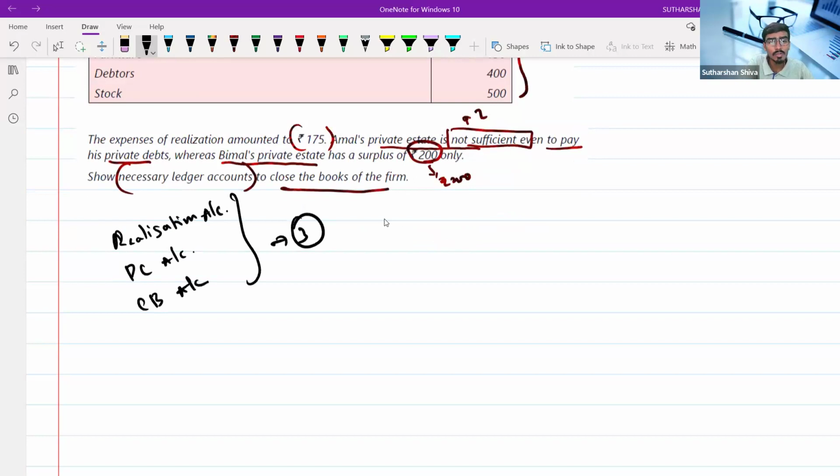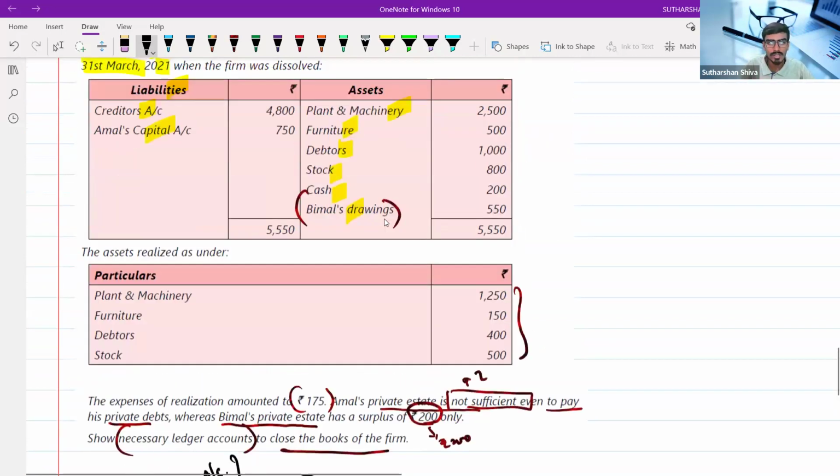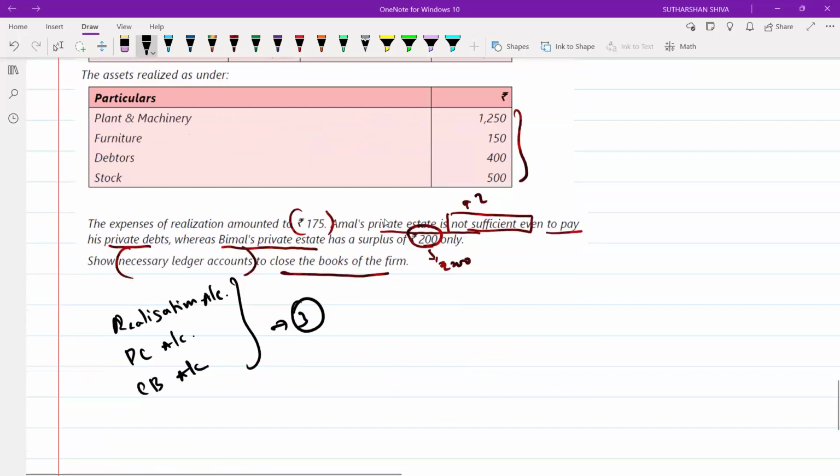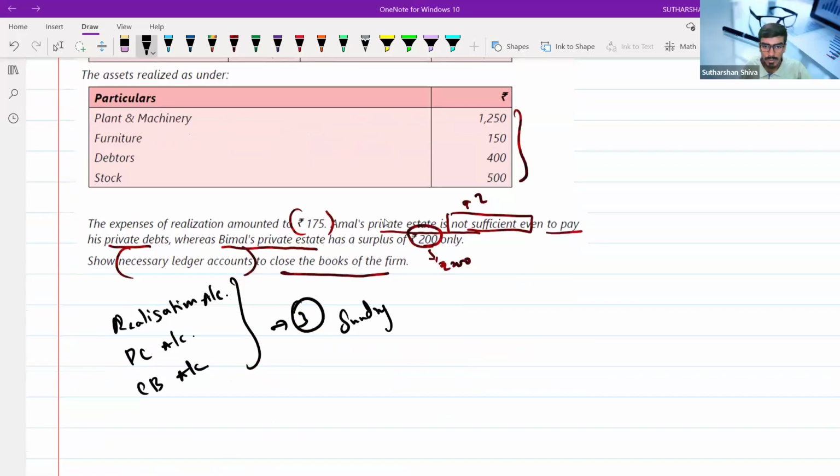And then, are there any accounts to be opened extra? It means we need to check. First, plant and machinery value is given, furniture value is given, debtors value is given, stock value is given, cash value is given. Bimal's drawings only they have given. So we will show Bimal's drawings in the capital account, as it is withdrawn from the capital. Amal's capital they have given. The creditors account they have given. But for creditors, they never say the realization value, right? They have never told you that. No, they never mention it. So for closing the books, in this question, we will prepare the sundry creditors account.